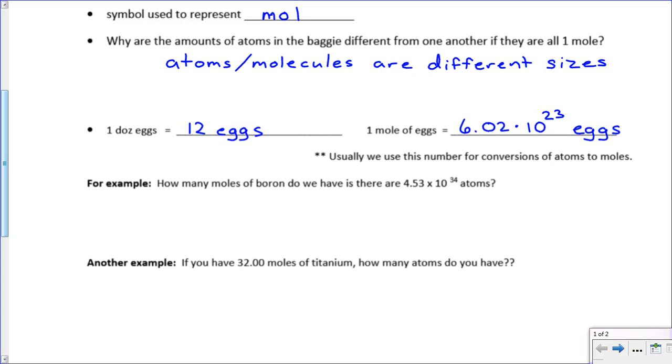A way to think about moles is just as a counting or grouping number. If we think about a dozen eggs, that's 12 eggs. If we have a mole of eggs, it's 6.02 times 10 to the 23rd eggs. And what we do is use this as a conversion factor: 1 mole of something equals 6.02 times 10 to the 23rd of that thing.